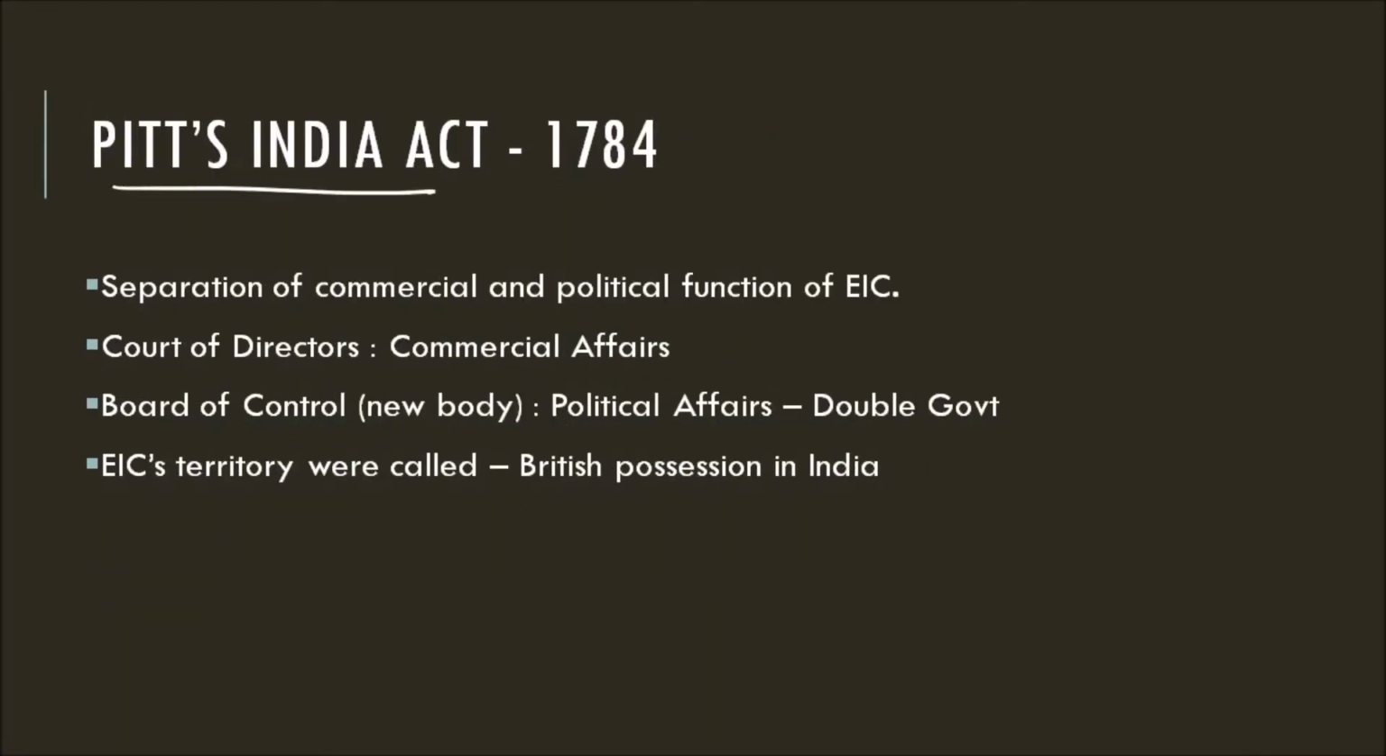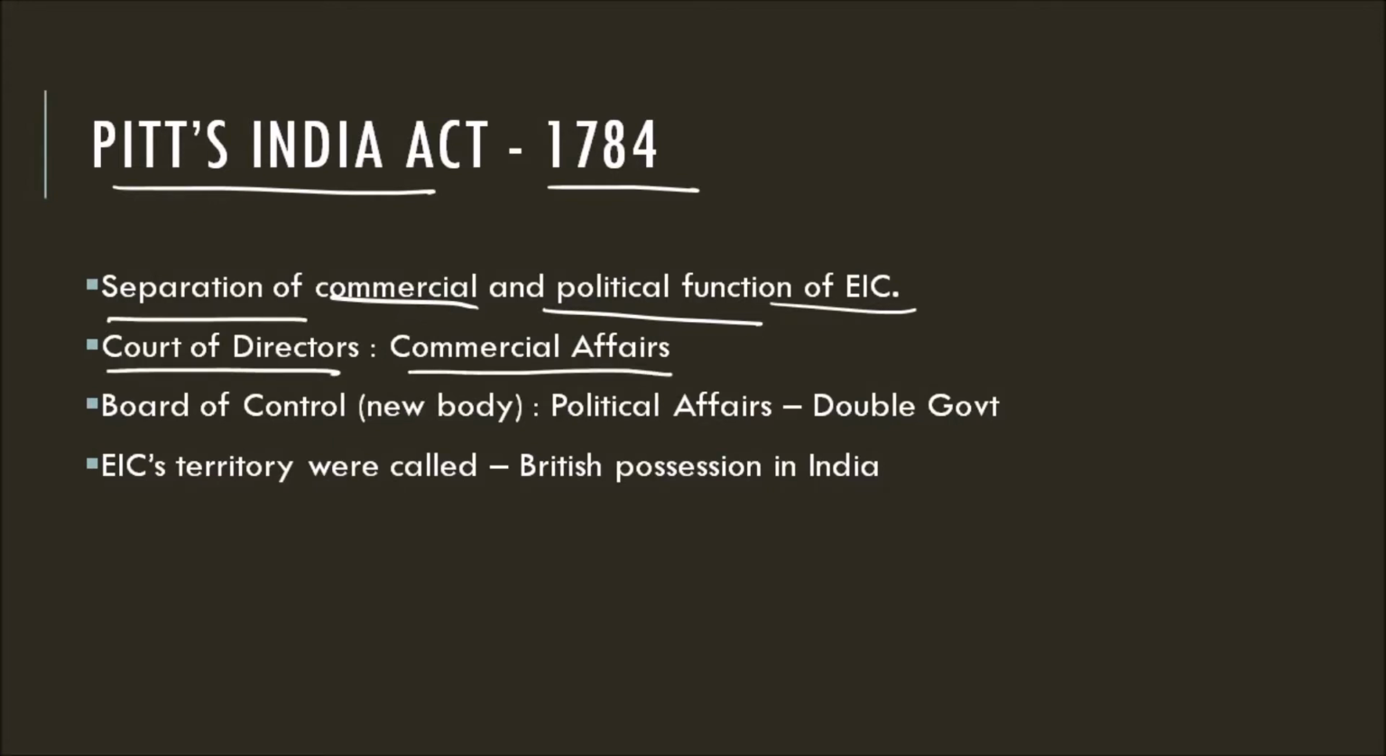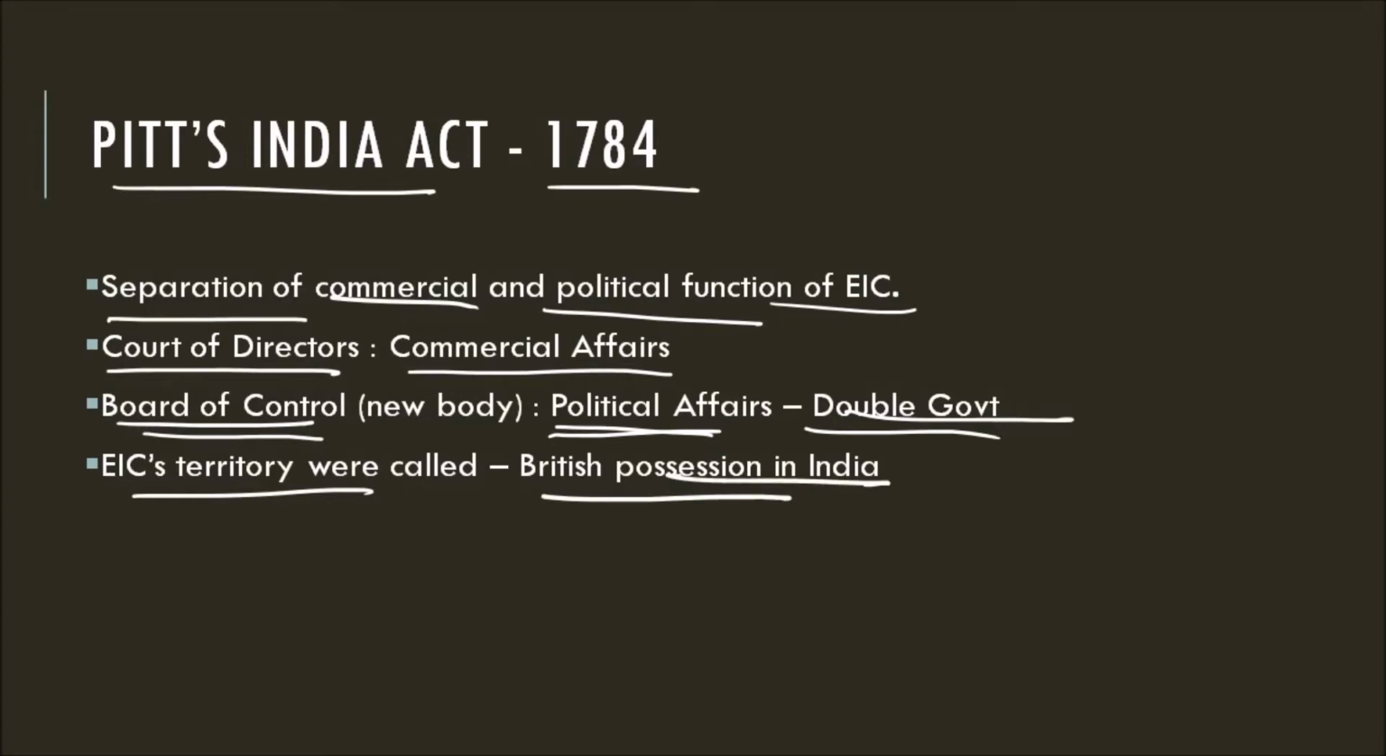Then came Pitt's India Act in the year 1784. With this, the commercial and political functions of the East India Company were now separated. The Court of Directors was looking after the commercial affairs, and a new body called the Board of Control was created to look after the political affairs. Thus, it introduced the dual government system. With this act, the East India Company's territories were now called the British possessions in India.